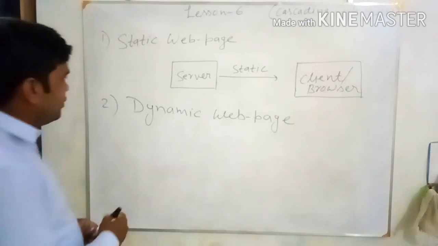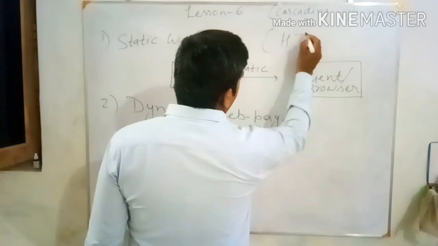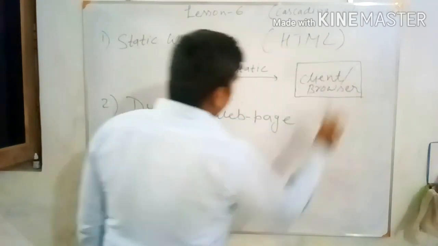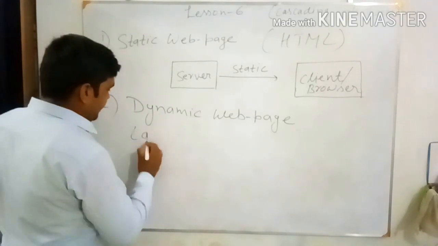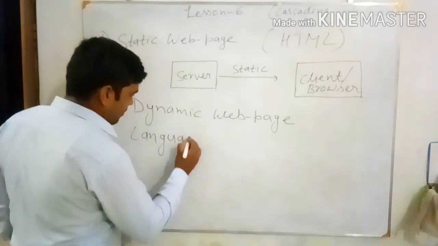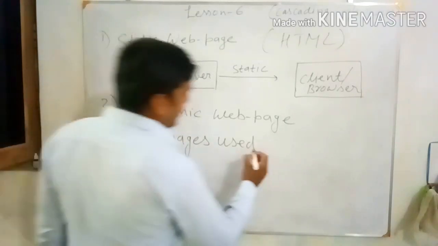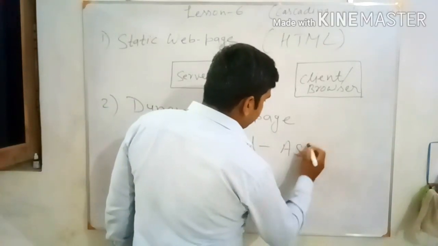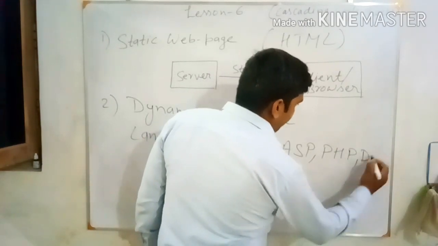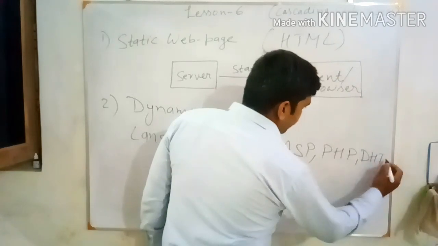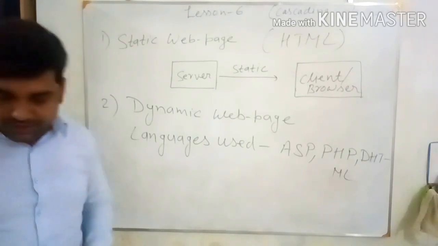So what are the languages used to create them? In the static web page we use the language HTML. With the help of HTML we create the static web page. But for the dynamic web page, the languages used here are ASP, Active Server Pages, PHP and DHTML. So we use these languages to create the dynamic web pages.